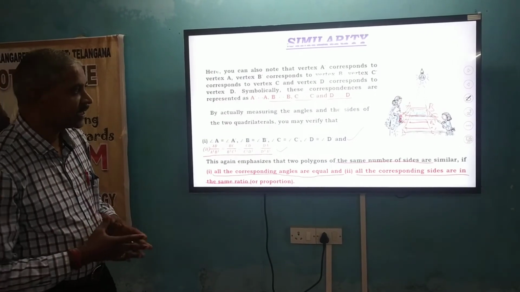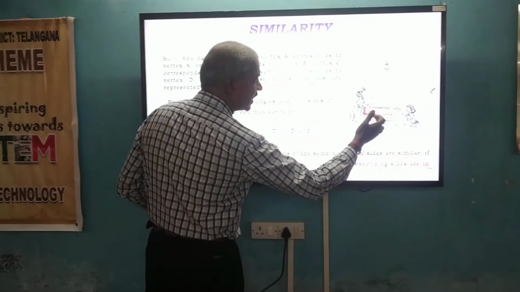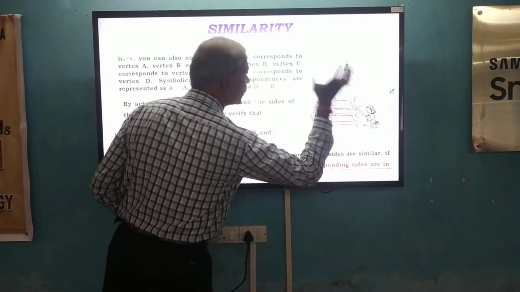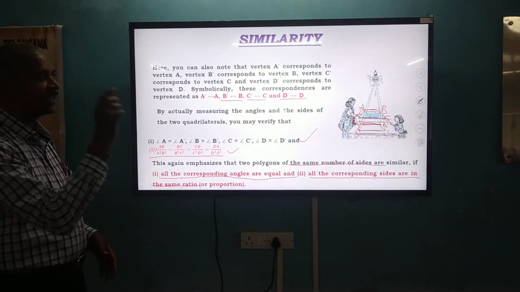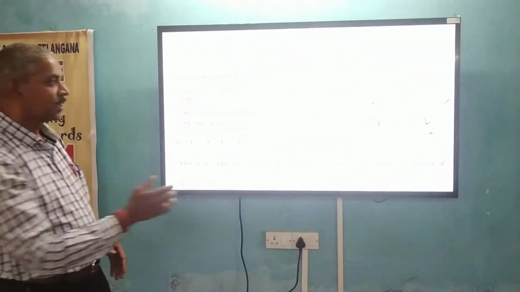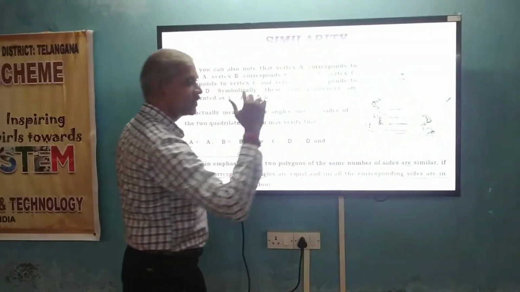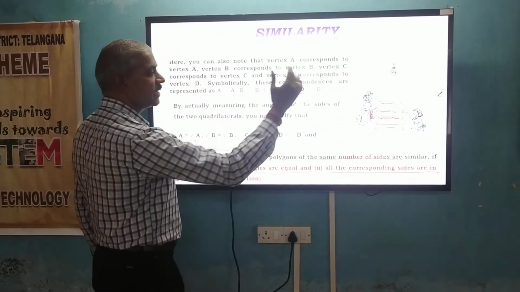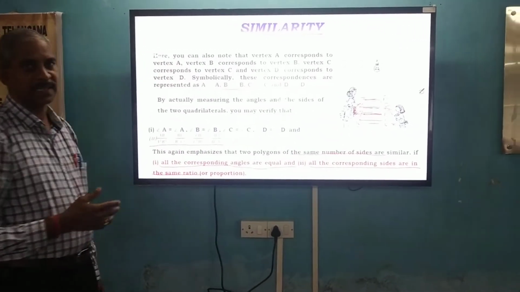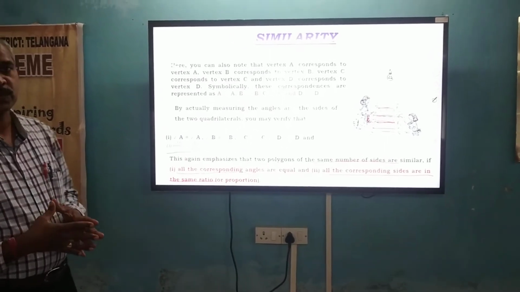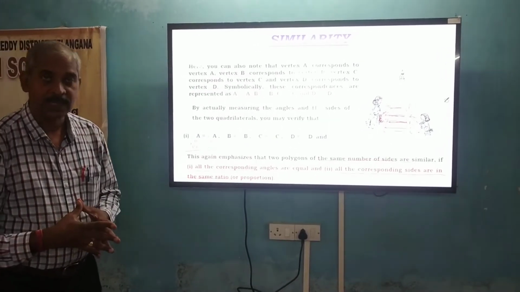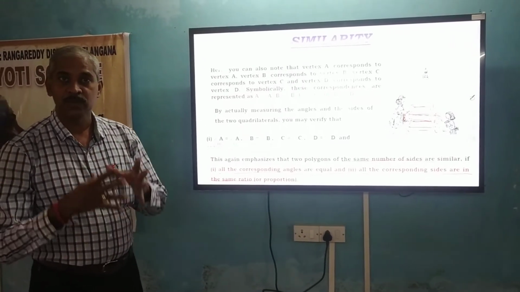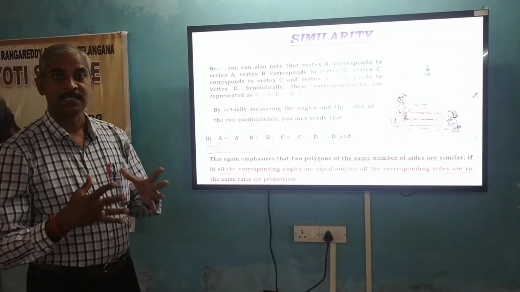What are corresponding sides? A'B' corresponds to AB, so AB and A'B' are corresponding sides. BC and B'C' are corresponding sides. CD and C'D' are corresponding sides. DA and D'A' are corresponding sides. So if the ratios of all corresponding sides are equal and the corresponding angles are equal, then we say that those two polygons are similar.